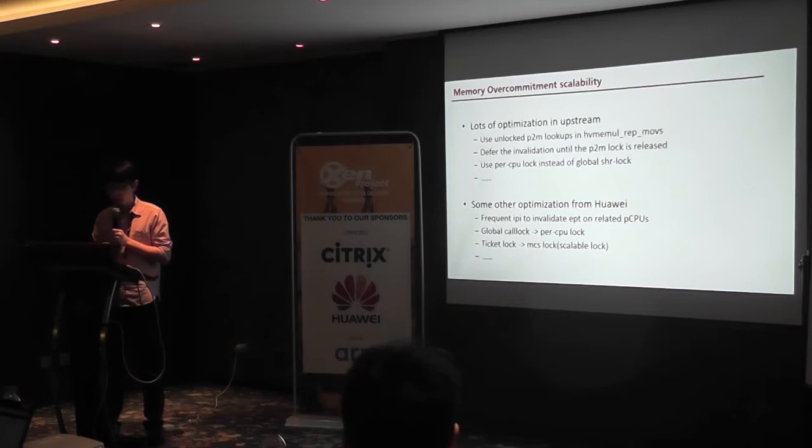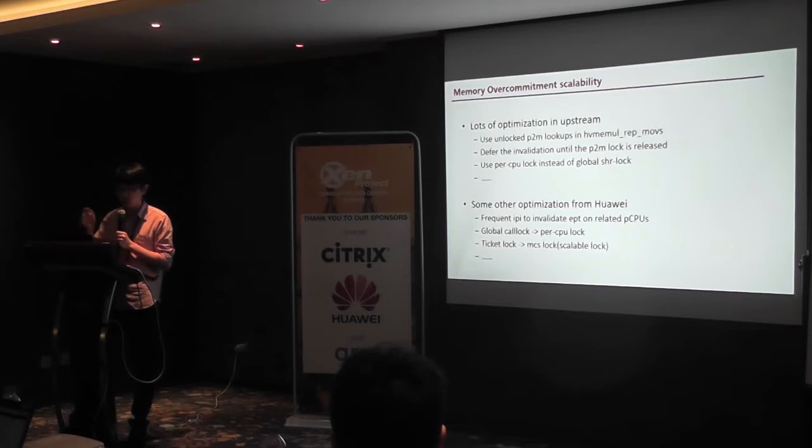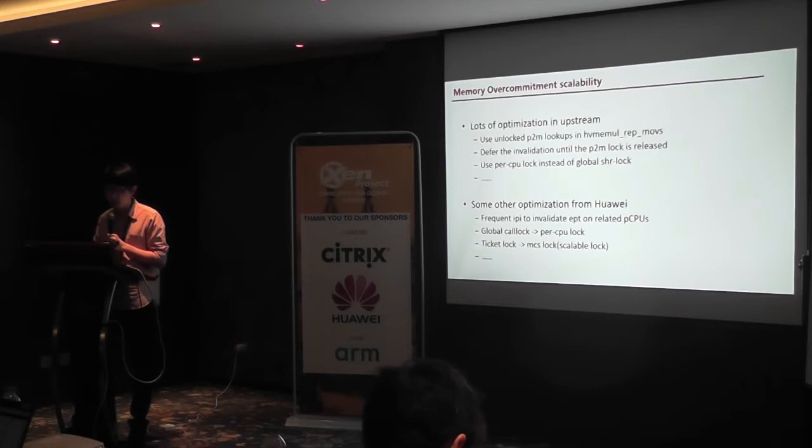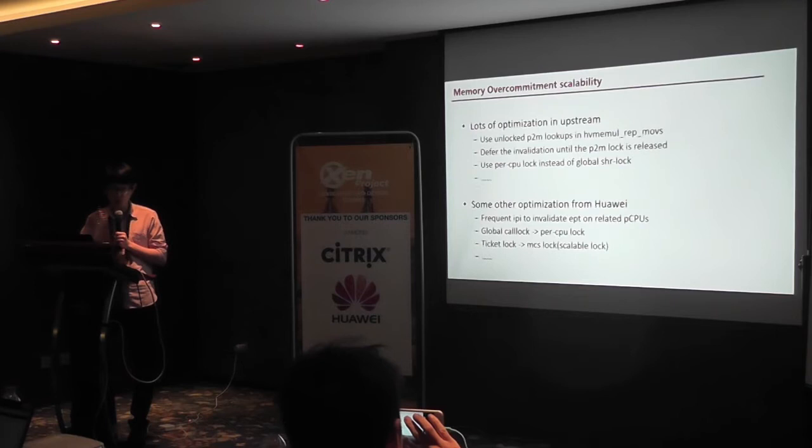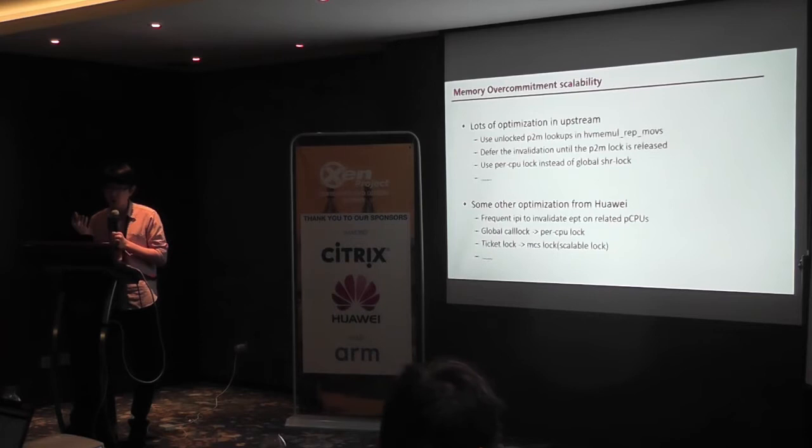We also do some optimization. We found the key bottleneck and improved its IPI. When we use memory overcommitment, EPT changes are very frequent, right? So there are frequent IPIs to invalidate EPT on related PCPUs. So the amount of IPIs is very, very large. We found the key bottleneck is the global call lock. Each IPI will take a global lock, the call lock.